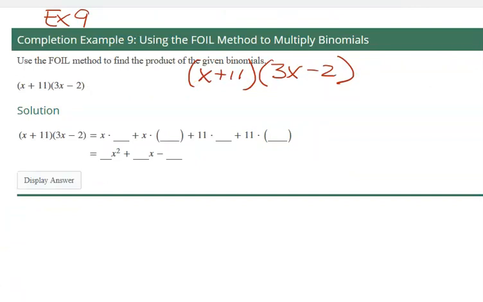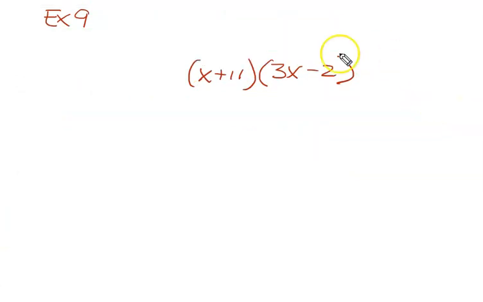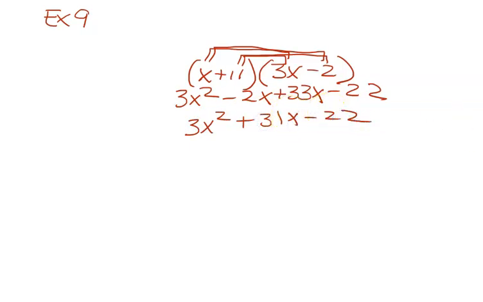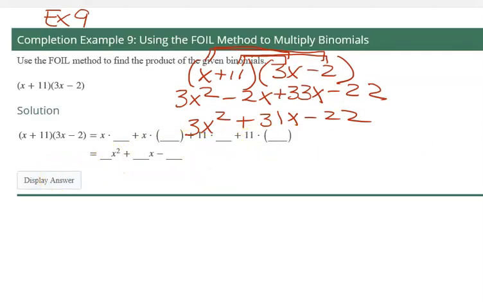Going on to example 9, using the FOIL. First, 3x squared. Outers a negative 2x. Inners a positive 33x. Last, a negative 22. Grouping like terms, 3x squared plus 31x minus 22. Checking out our answer. 3x squared plus 31x minus 22. Hit that one on the head.